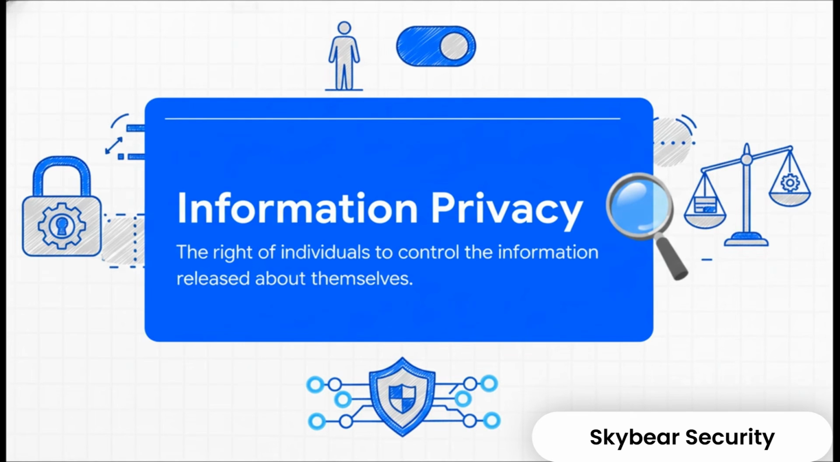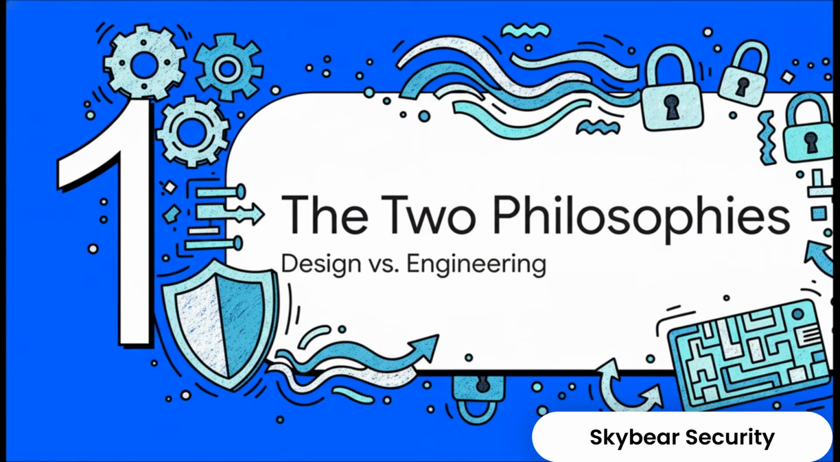ourselves. But okay, how does that big idea, that right to control, actually get baked into the apps and websites we use every single day? Well, when it comes to actually building this stuff, companies basically have two ways of thinking about it. It's a choice between designing for privacy from the very beginning or trying to engineer it in later on. And trust me, that choice has huge consequences for all of us.